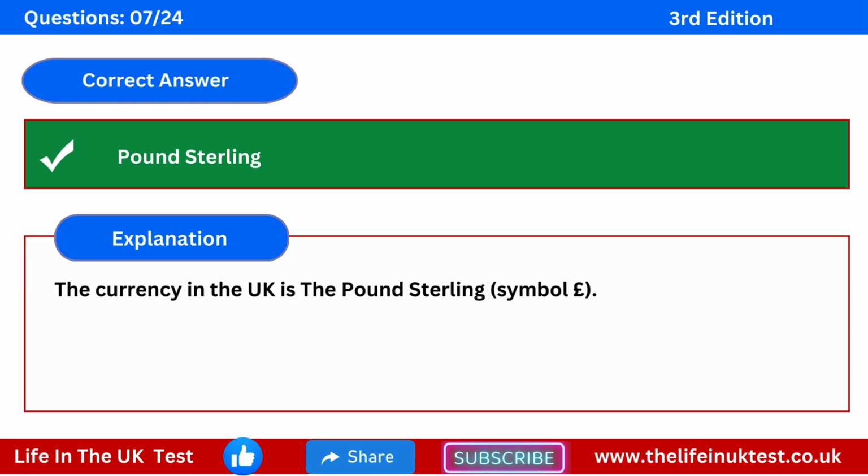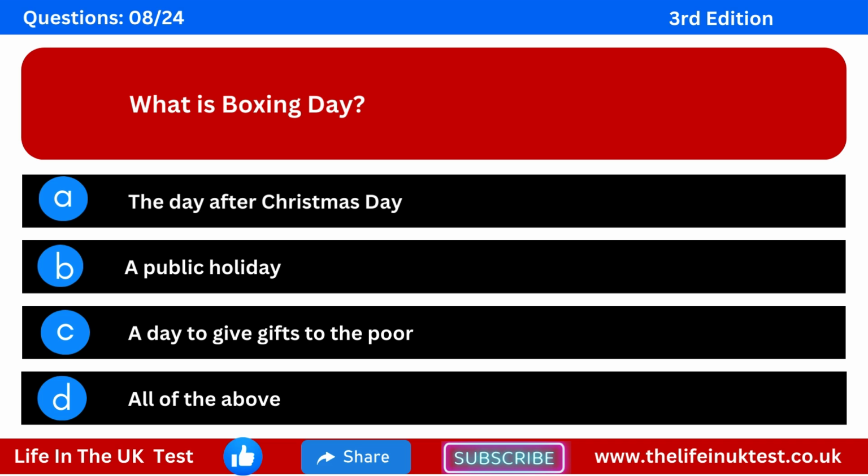The correct answer is pound sterling. Explanation. The currency in the UK is the pound sterling. Question 8. What is Boxing Day?